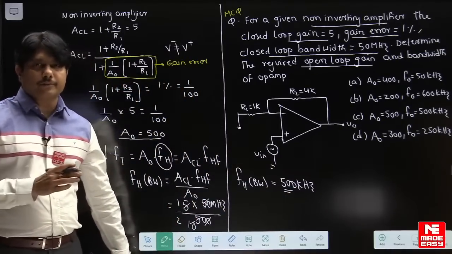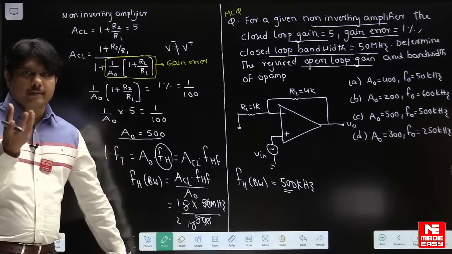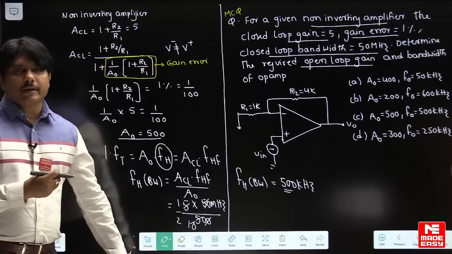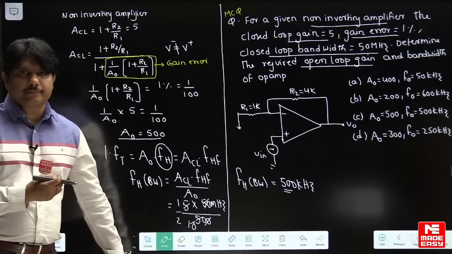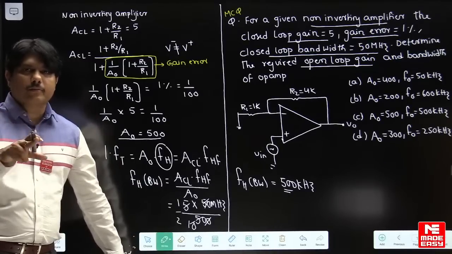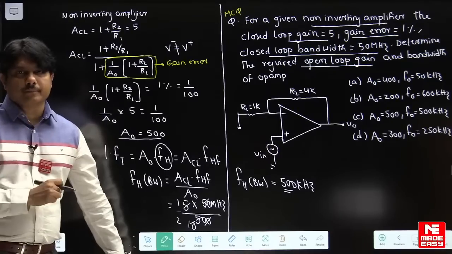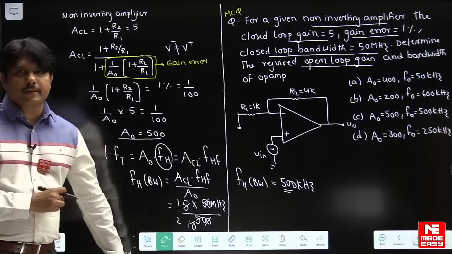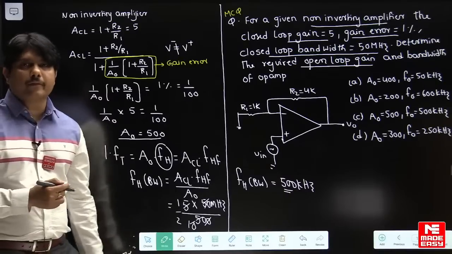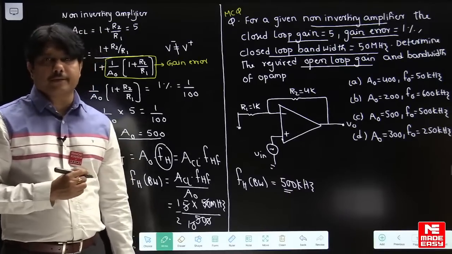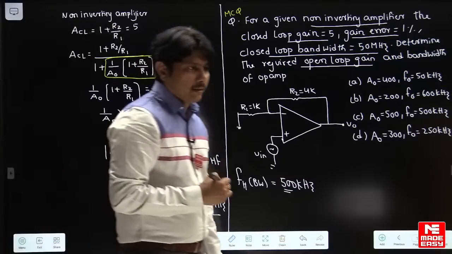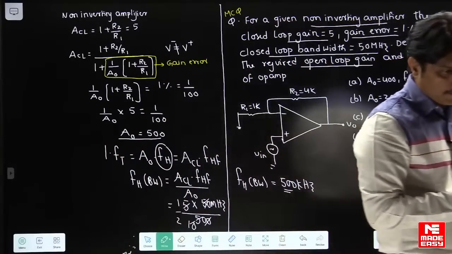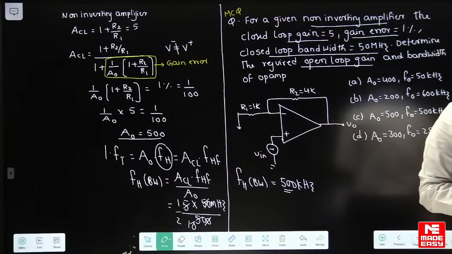A very intelligent question. First he tracked the open loop gain from the gain error information. From that, he designed the question with respect to bandwidth, with the help of the gain bandwidth product being constant. There are two different phenomena used in a single problem here. I think most of the students have given option C as the answer here.